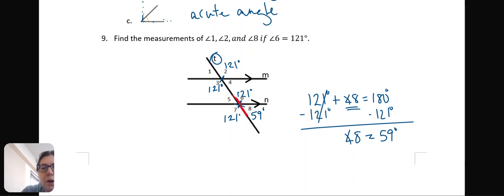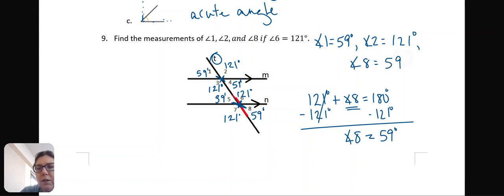Since angle 8 is directly across from angle 5, angle 5 is also 59. Angle 8 is in the same location as angle 4. It's in the bottom right, so it's also 59. And it is directly across from 1, so it is also 59. So it asks us for angle 1, which we've determined is 59, angle 2, which we said was 121, and angle 8, which we said was 59.